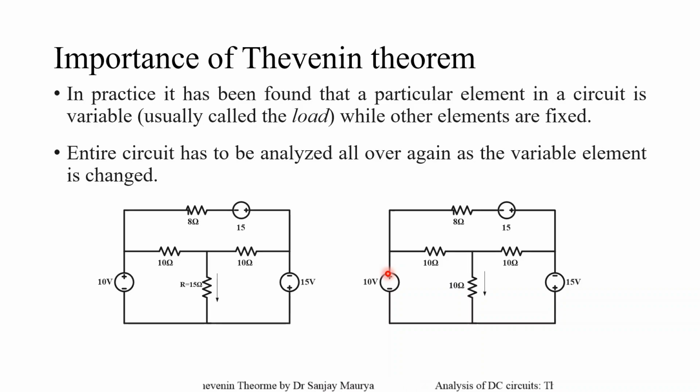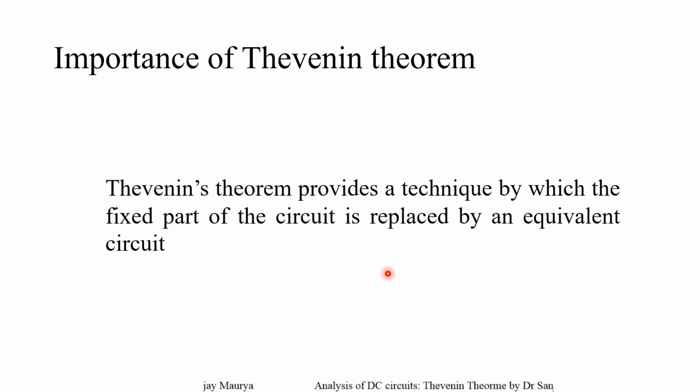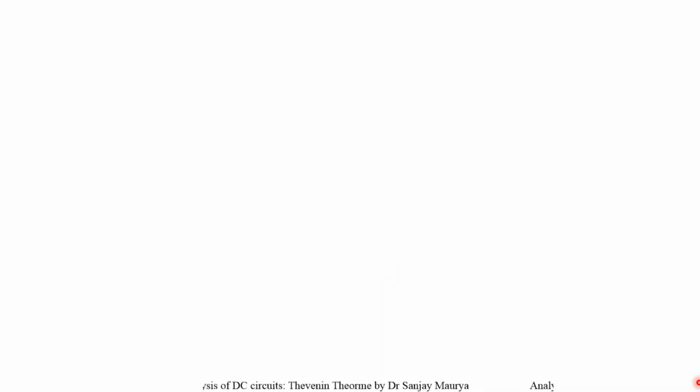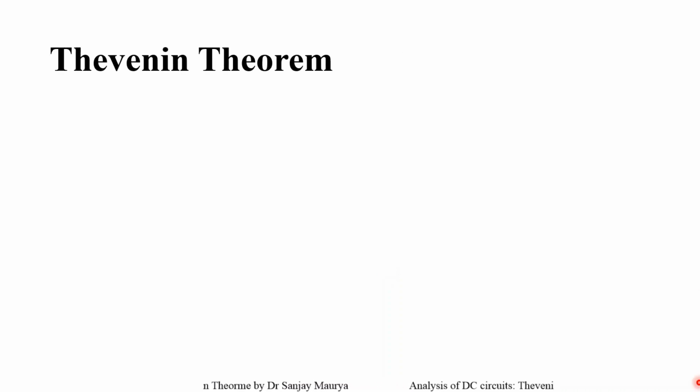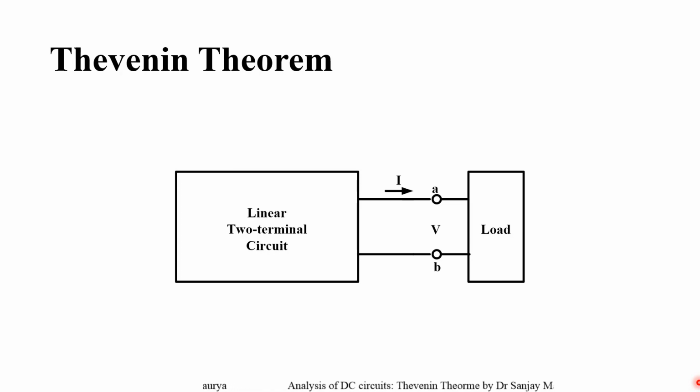So basically, Thevenin theorem provides a technique by which we can replace the fixed part of the circuit by an equivalent circuit. Let us know the Thevenin theorem. The electrical circuit is replaced by the two block diagram. Look at over here. This linear two-terminal circuit is representing the element which is having the fixed value. While the branch where the value is going to be changed is represented by a load.